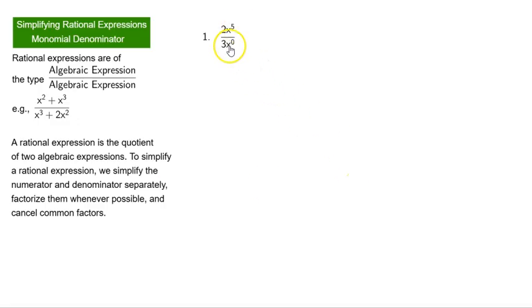We have 2x to the power of 5 divided by 3x to the power of 0. Now x to the power of 0 is 1. So we have 2x to the power of 5 by 3. So that is our simplest form in which this can be written, because 2 and 3 cannot be cancelled in any way.